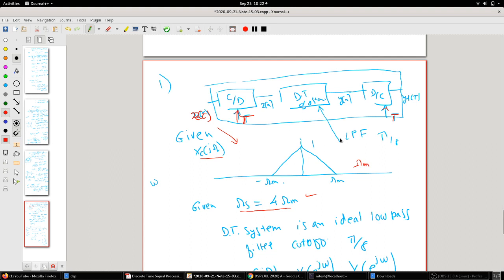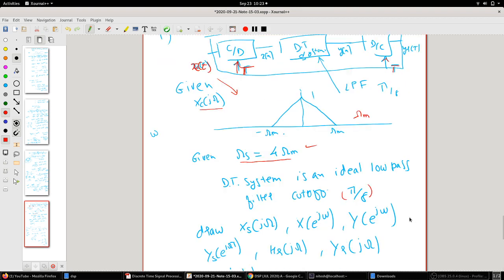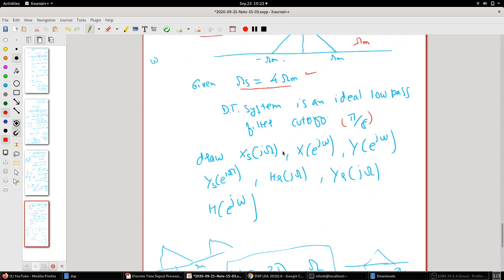Another specification which is given is that the discrete time system is an ideal low pass filter with cutoff of pi by 8. This is the normalized cutoff. Pi by 8 is the normalized cutoff. You are told to find out and draw xs of j omega, x of e raised to j omega, y of e raised to j omega, ys of j omega, and hr of j omega, yr of j omega, and h of e raised to j omega.